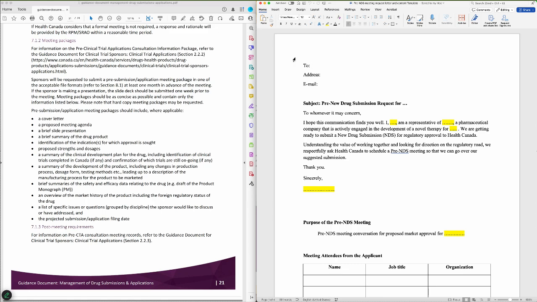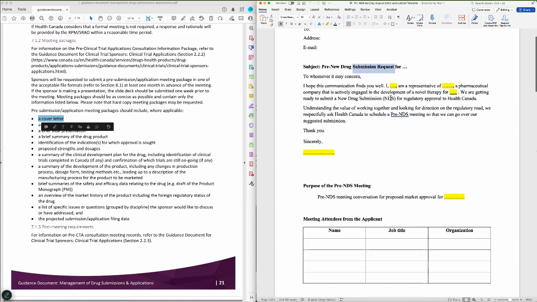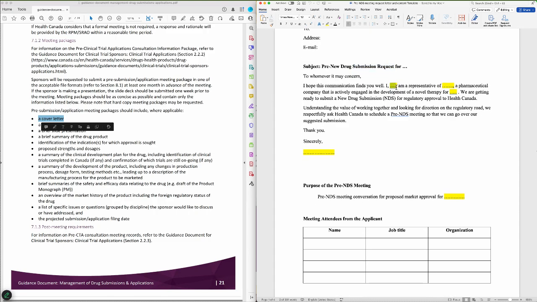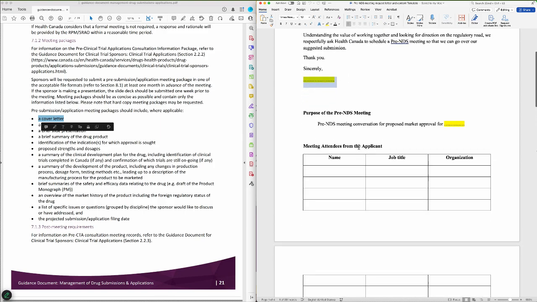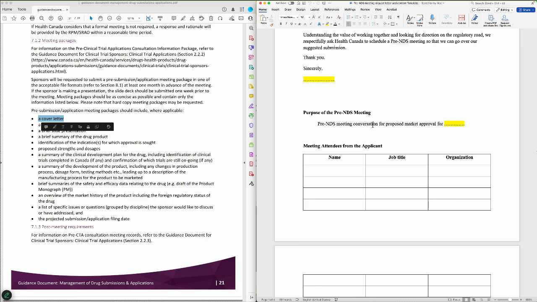Now, on the left side, we talk about the cover letter. That's what we see. And on the right side, we have the template given to us on the Health Canada website related to the same template. So we are going to get this template. Now we are going to complete all of the places where it's highlighted in yellow. Of course, you have to remove the highlighted text. And then you are going to complete these tables. So the first table is the purpose of the Pre-NDS meeting. This is exactly what you can see, which is required from us on the left side.